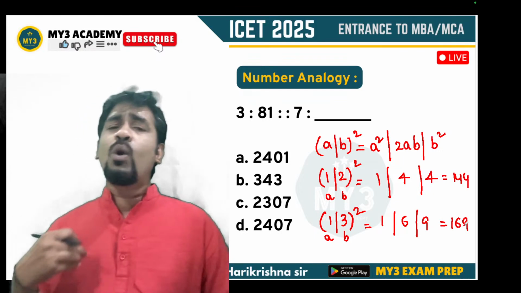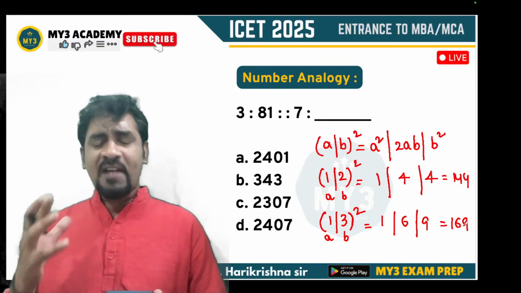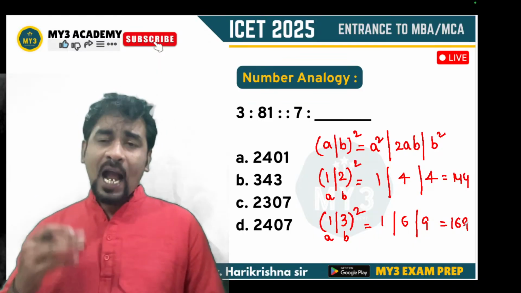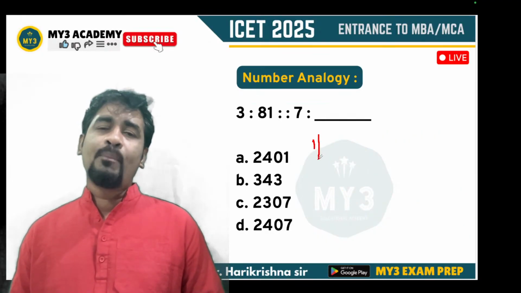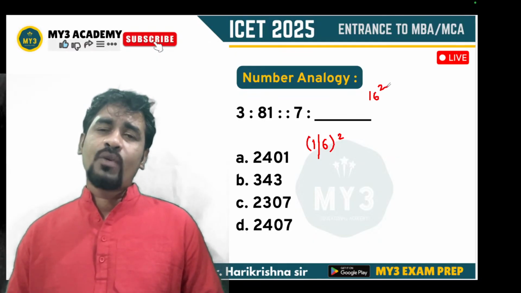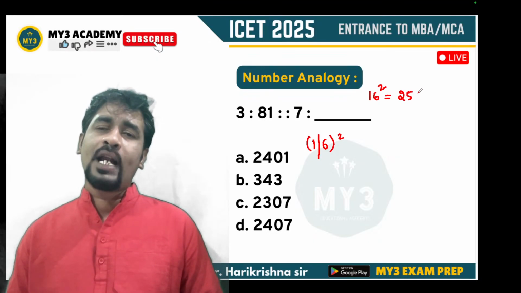So until we have a carry, it's going to be very easy to tackle. But if you have any carry, for example, let's take another question. For example, 16 square value is required. And all of you know what 16 square is. 16 square is going to be 256.